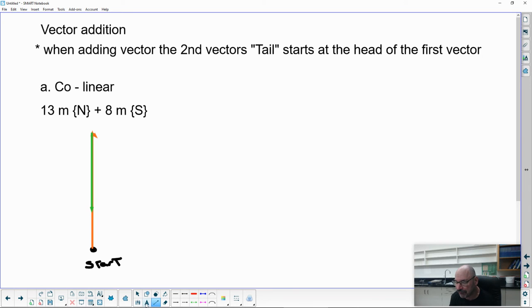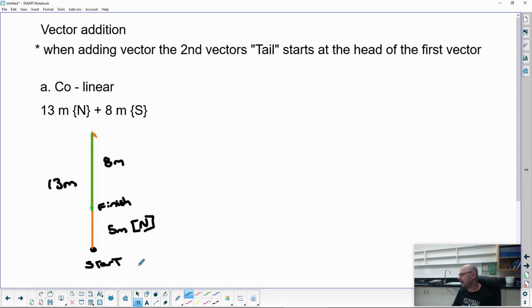So basically we label this up. We have a 13 meter orange one there and an 8 meter green one there. So what's left? Well, here's our resultant vector. There's our start, there's our finish. So what's left here? 5 meters. And there's our start, and we're 5 meters north. And that's it. That's how you do collinear vectors. Pretty easy, as long as they're in the same line.